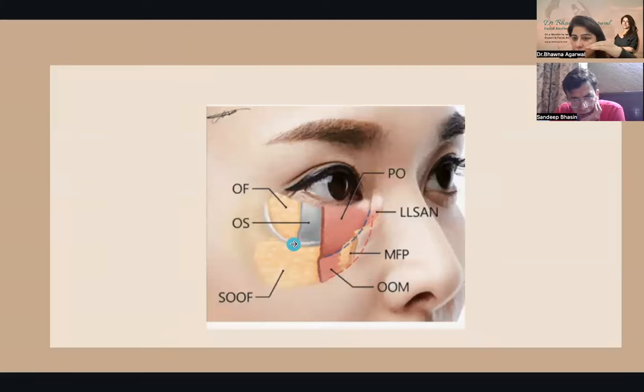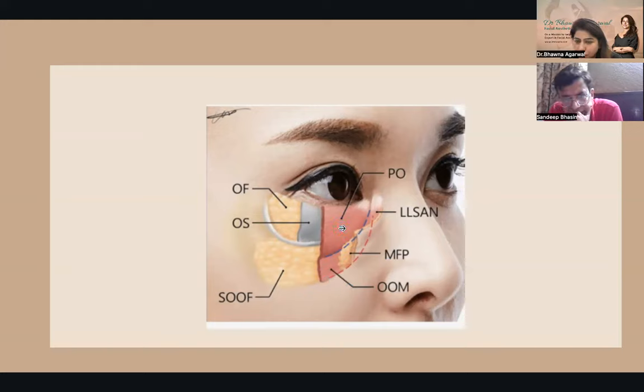The ORL comes horizontally like this. The orbital septum goes vertically upwards to the tarsal plate. Behind this, we have the orbicularis oculi fat, right? And this is the orbicularis oculi muscle, orbital part and palpebral part.